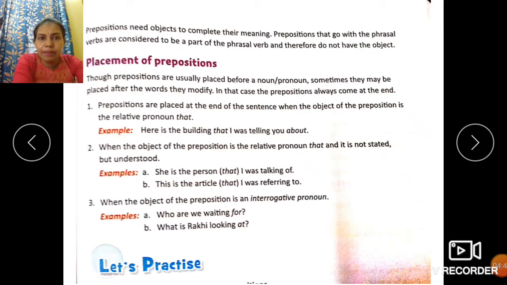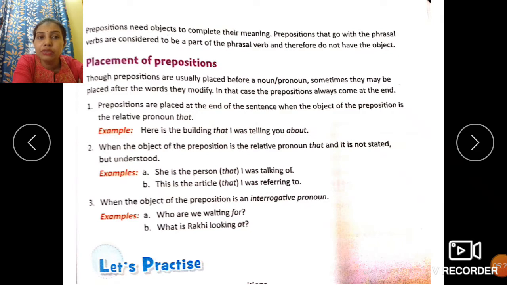Now, look at this example here. Here is the building that I was telling you about. Here is the building. The building is the object here. That is the relative pronoun which has got the building as its antecedent. Here is the building that. You will see that and the building here refer to the same thing, the building. So that stands for the antecedent, the building. That I was telling you about.